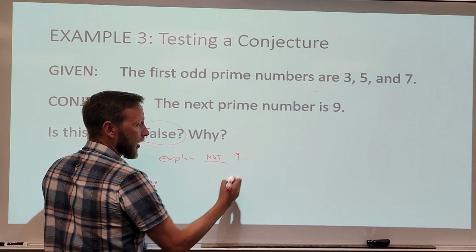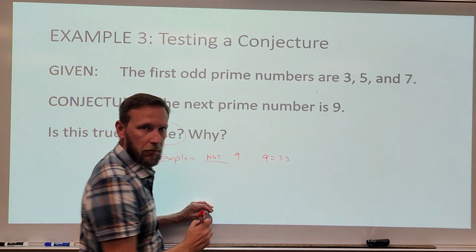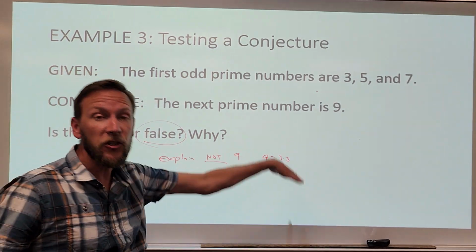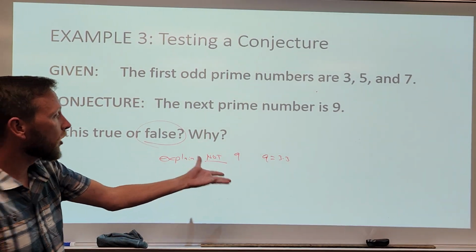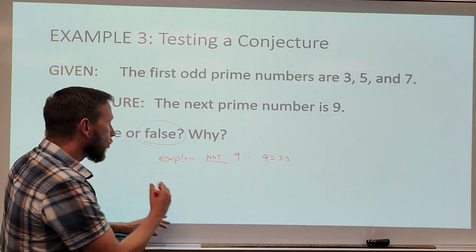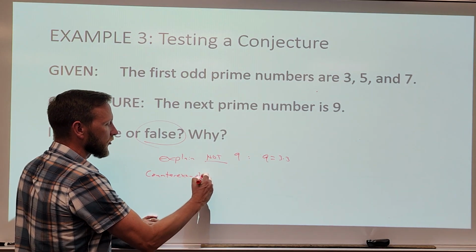Explain not 9. And the way that we would show that is we would say 9 is 3 times 3, right? It's not a prime number. It is divisible by a number other than 9 and 1. And so we would show why it's not 9. The other way is to do a counterexample. And this is a little bit silly for this particular example.